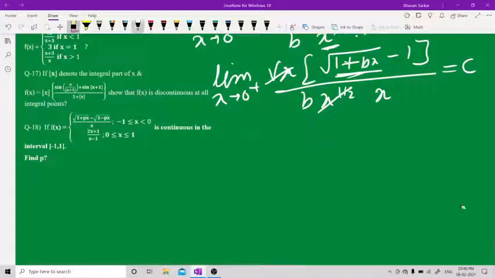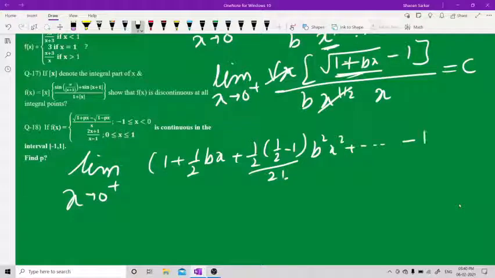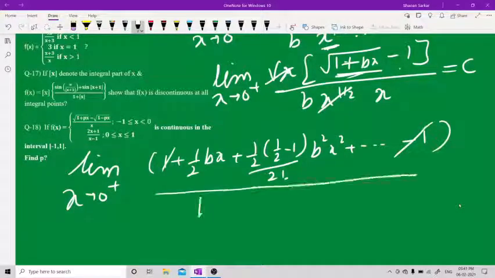So what you are left with: limit x tending to 0 plus, now by the binomial theorem, 1 plus half bx plus (half)(half minus 1) upon 2 factorial b squared x squared and higher order terms. This minus 1 and this 1 will cancel out. This is bx. Cancel this x, and all the higher order terms of x will remain. Put the limit, and all of these will become 0. This is equal to c.